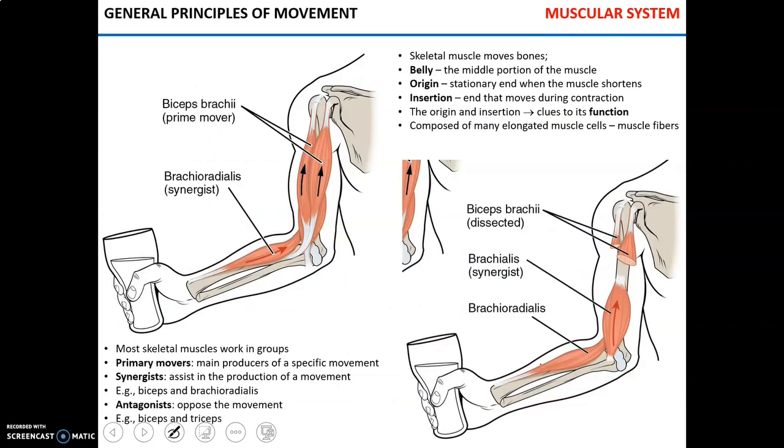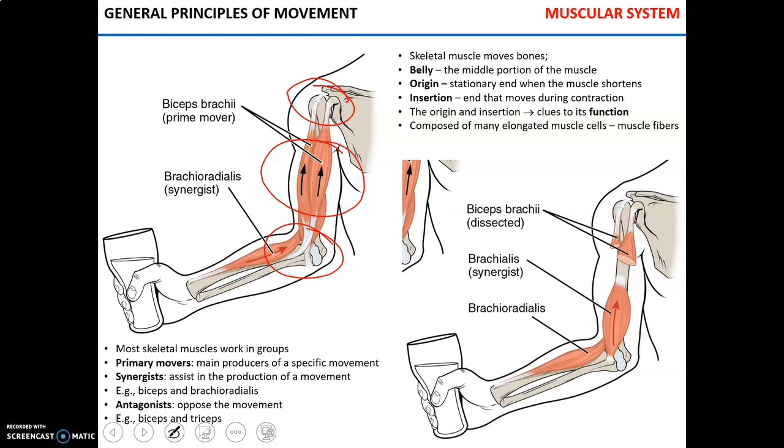Now we're going to focus mostly on the skeletal muscle in this conversation. Skeletal muscle moves bones and skin. Every muscle can be roughly divided into three parts: the belly, the middle portion of a muscle that does most of the job, the origin, the stationary end of the muscle, and the insertion, the end that is moving when the muscle contracts.